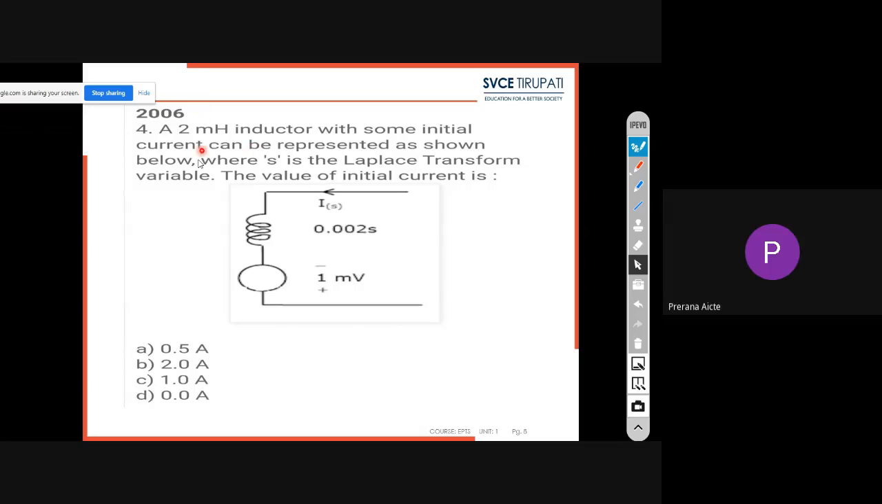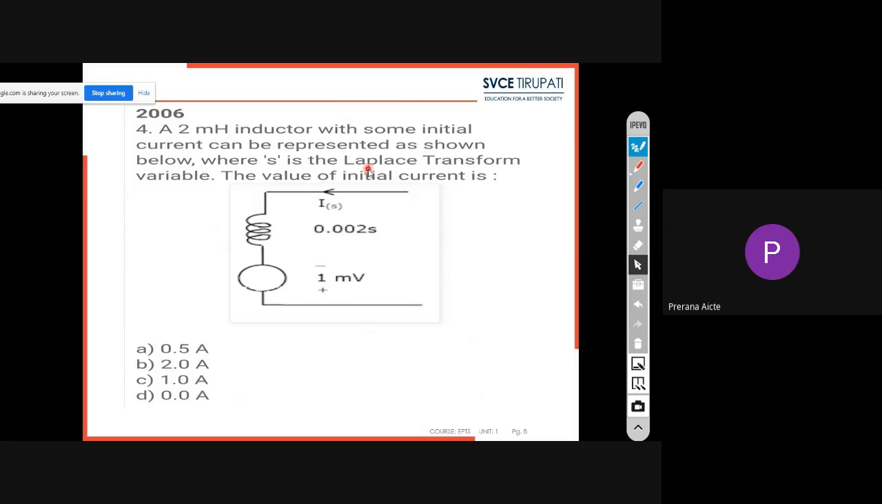See here, a 2 millihenry inductor with some initial current can be represented as shown below, where S is the Laplace transform variable. The value of the initial current is needed. For this we have to know the Laplace equivalent formulas. Already we know the Laplace equivalent formula for inductance and voltages. Yes or no?